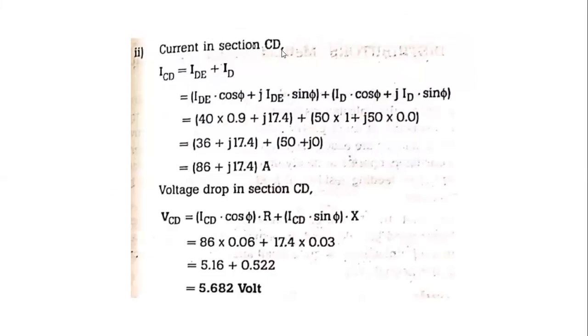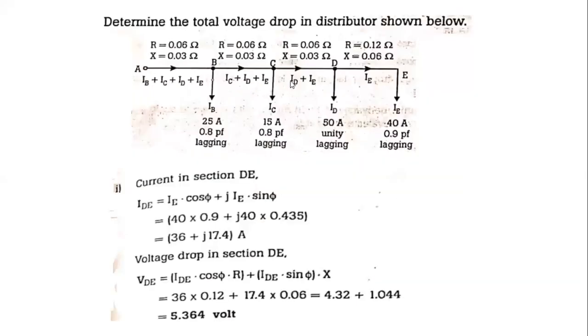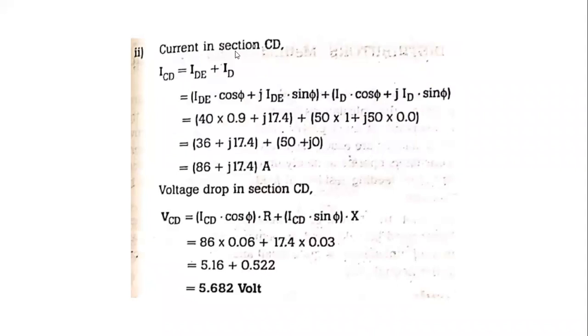This is the current in the section CD. What is the formula for the current in section CD? ICD is equal to IDE plus ID. What is the formula for IDE? IDE cos phi plus j IDE sin phi, plus ID cos phi plus j ID sin phi.